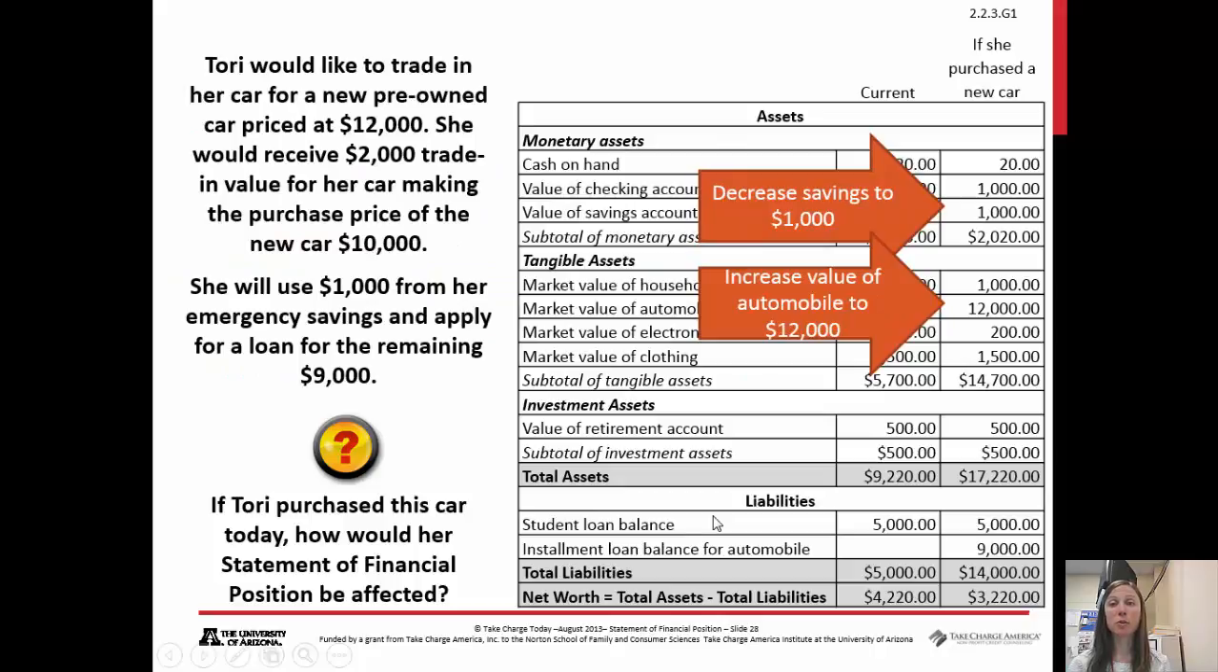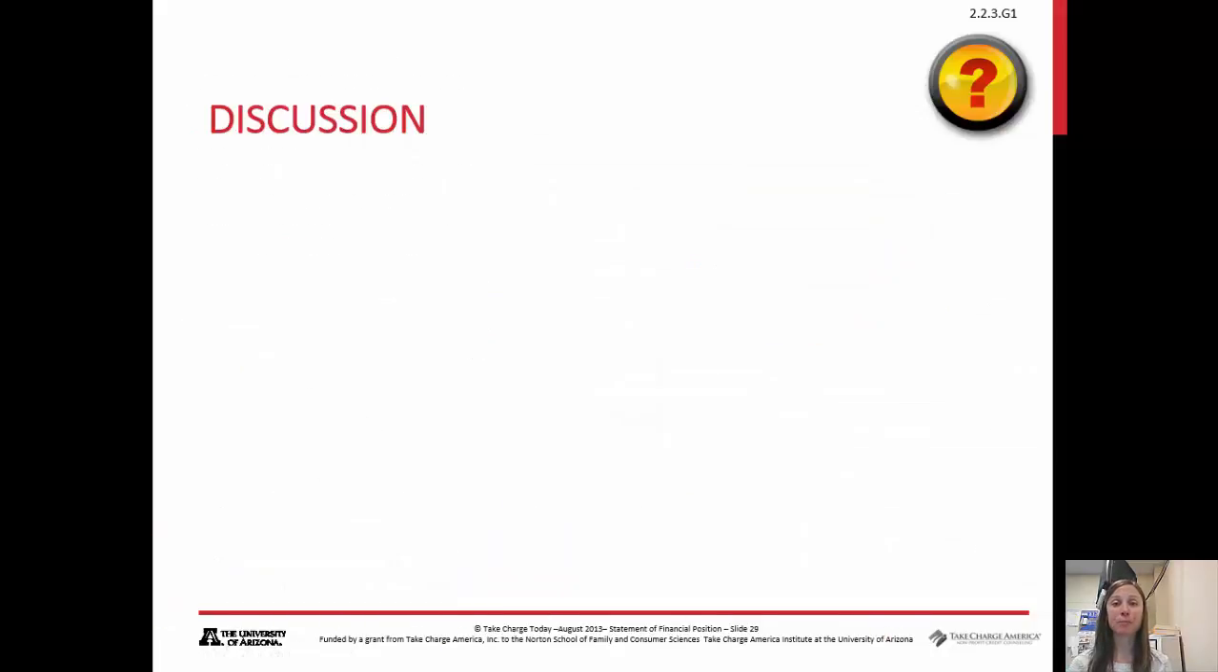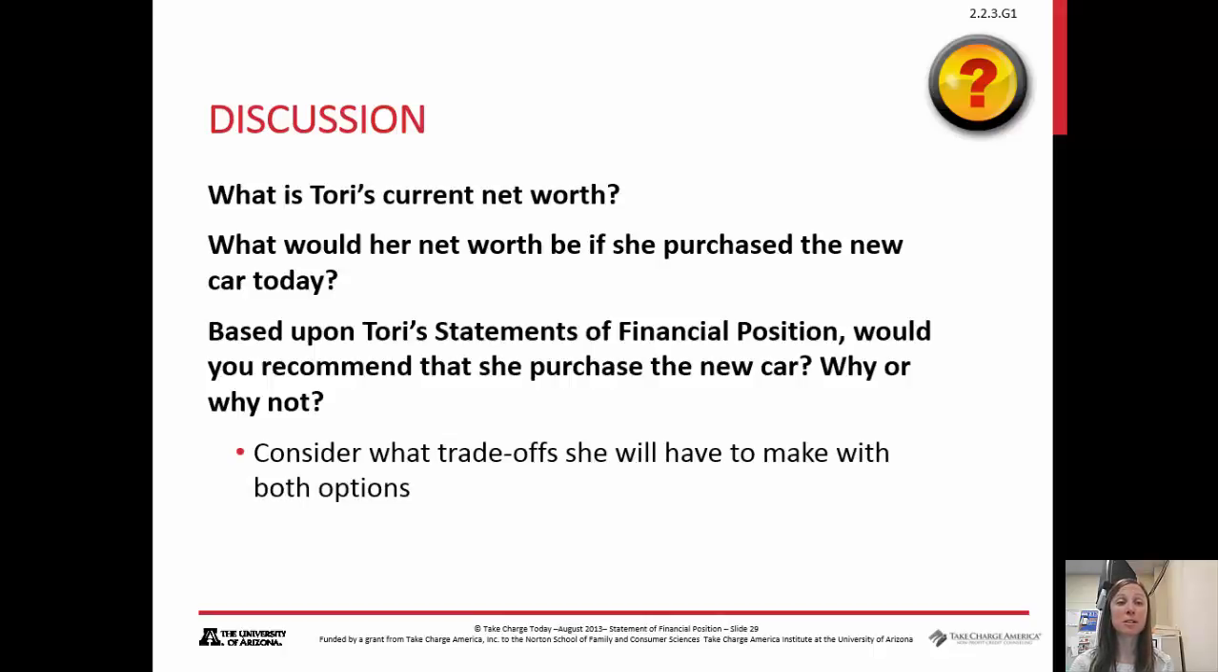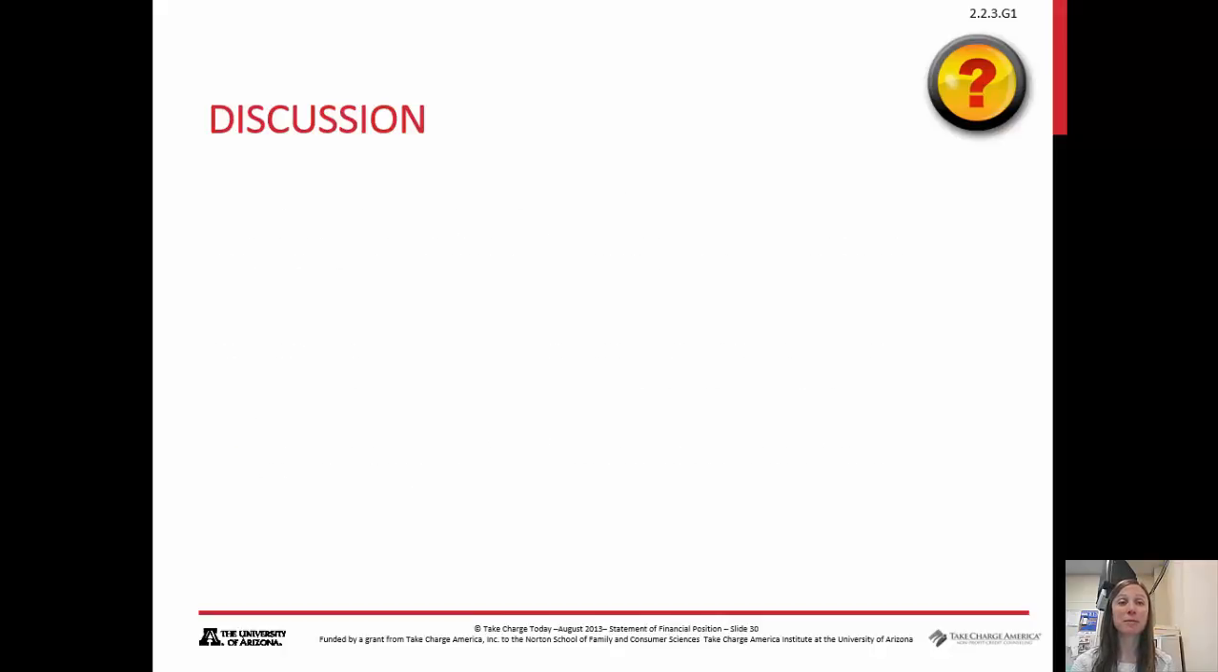And again, this kind of shows the things I just pointed out to you a little bit better. So now, what is her current net worth? We just talked about that. What would be her net worth if she purchased the new car? We know it would go down $1,000. And would you recommend she purchase the new car or not? She would like a new car, but it is going to make her net worth go down. So is that a worthwhile investment for her? That is up to you to decide and to Tori to decide.